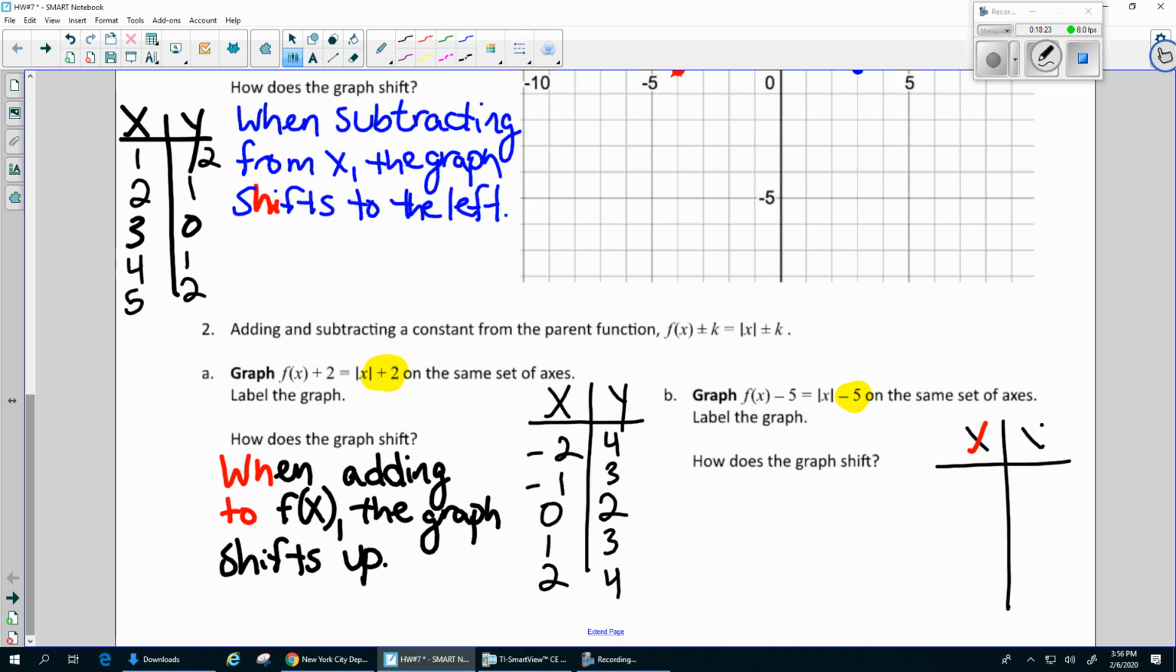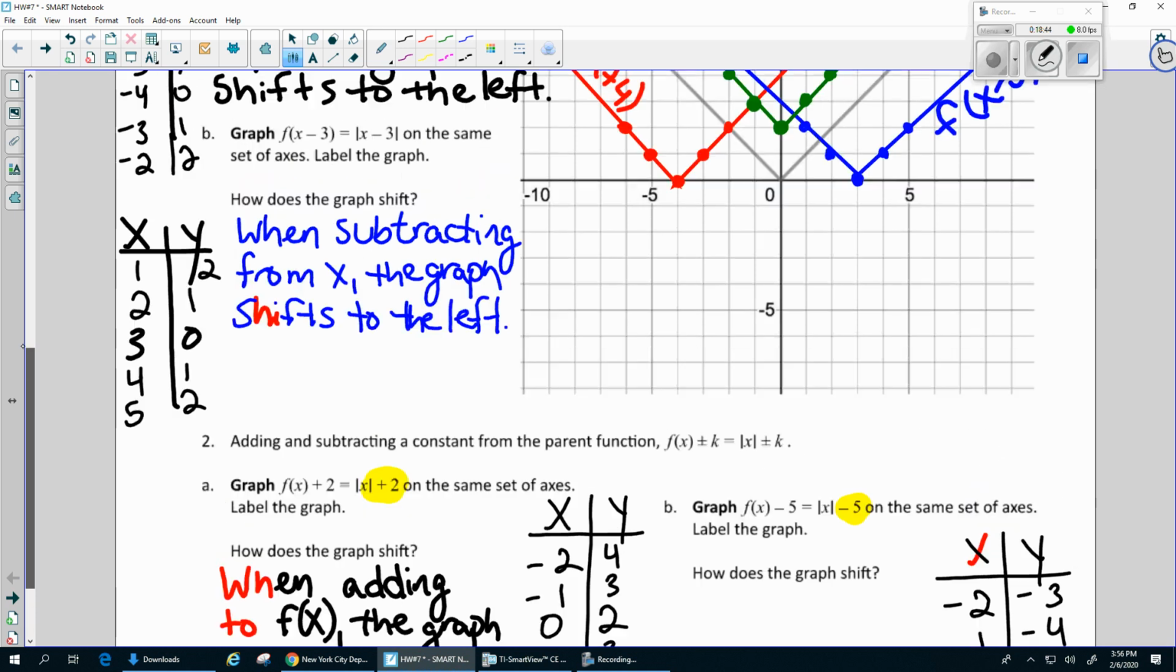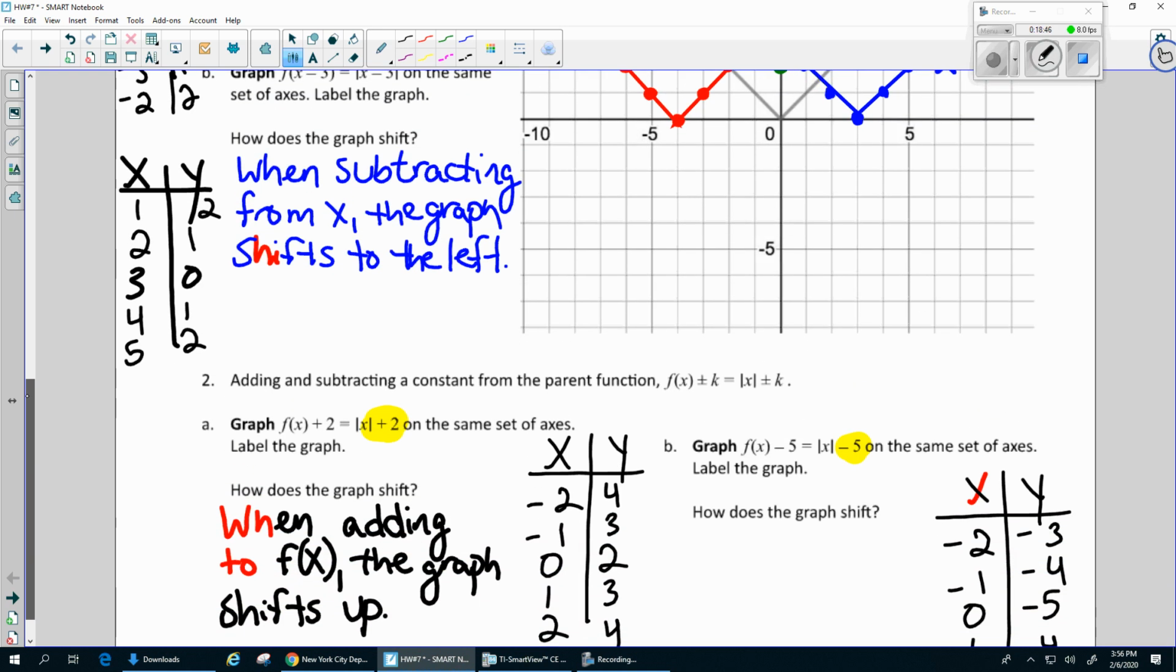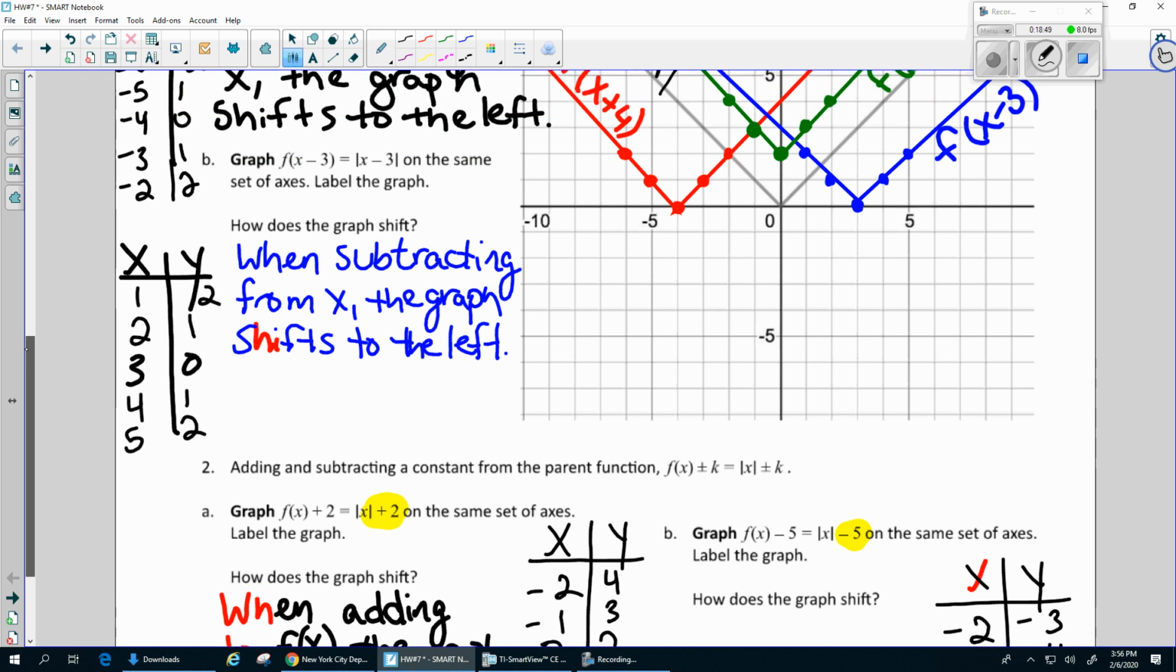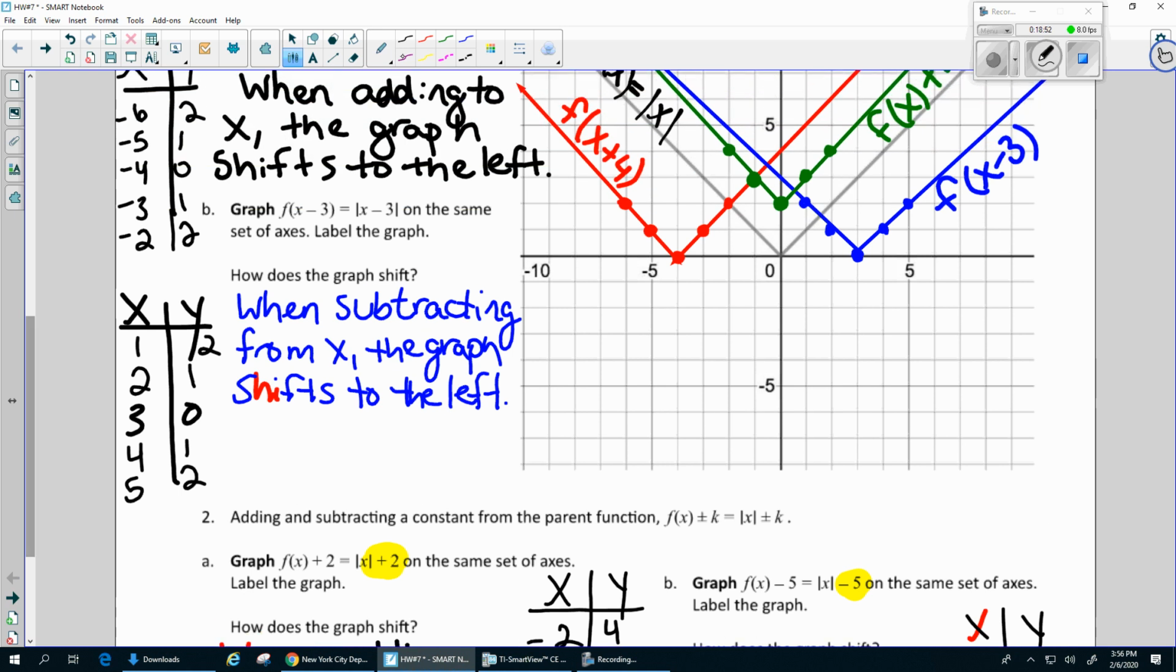So I have my x and y, 0, -5, and then I'm going to record my smaller x values, my larger x values, and record directly from my calculator. So now I can plot my graph. So I have 0, -5, and I plot my remaining points.